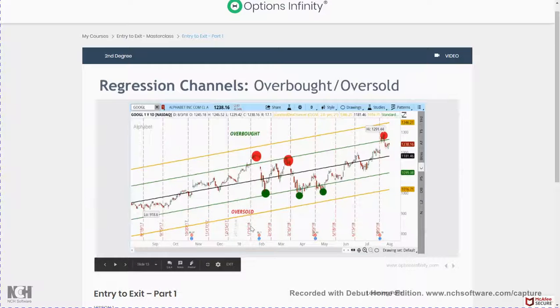And that gives you a little clearer picture of when to trade, when to get out, when to get in, when to get out, get in some more, and get out. It's a little easier to visualize how you should trade this when you have the regression channel in place.